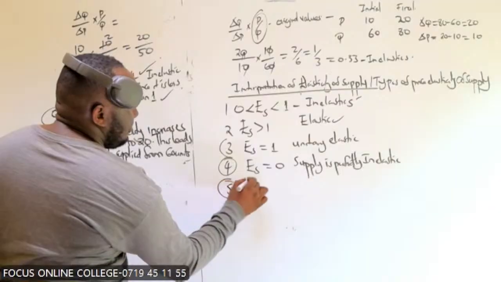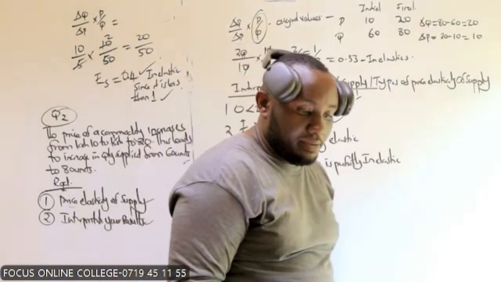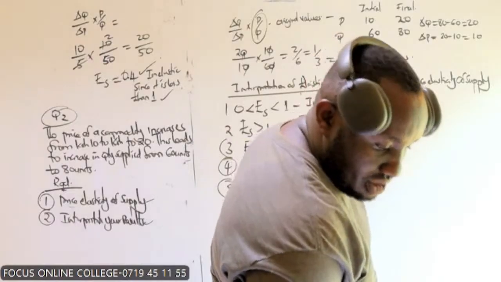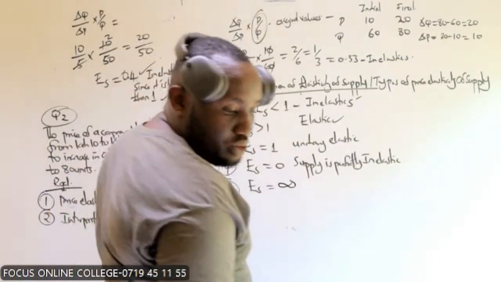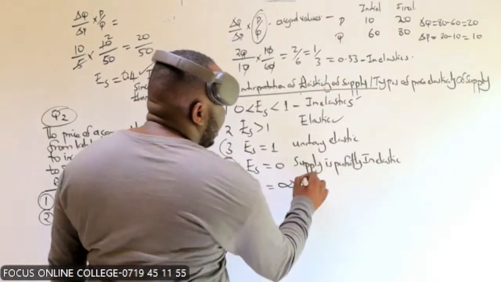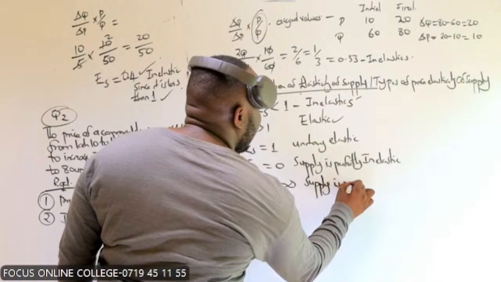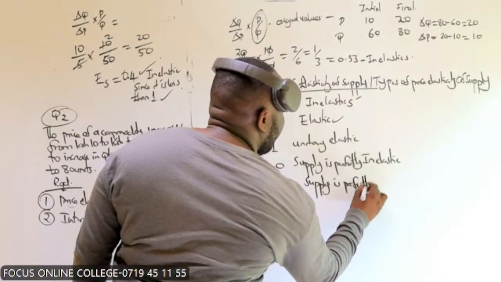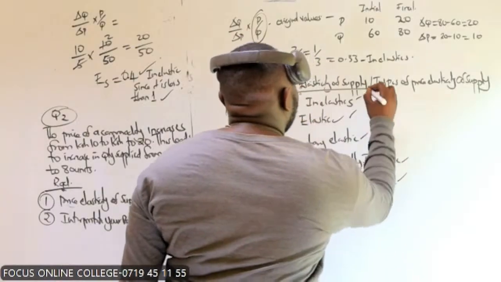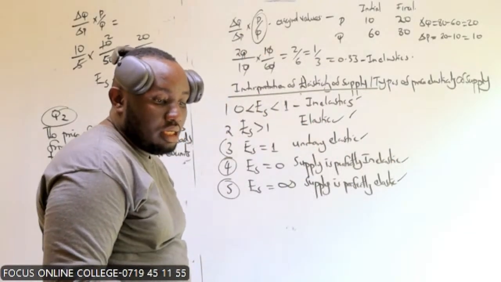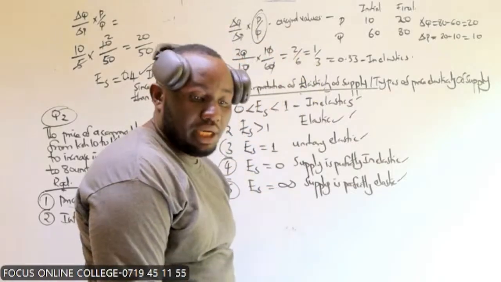Then we have 5: elasticity of supply equals infinity. You cannot define the boundaries. So in that case, we say supply is perfectly elastic. Tuko pamoja? So that is perfectly elastic. That is how we interpret.